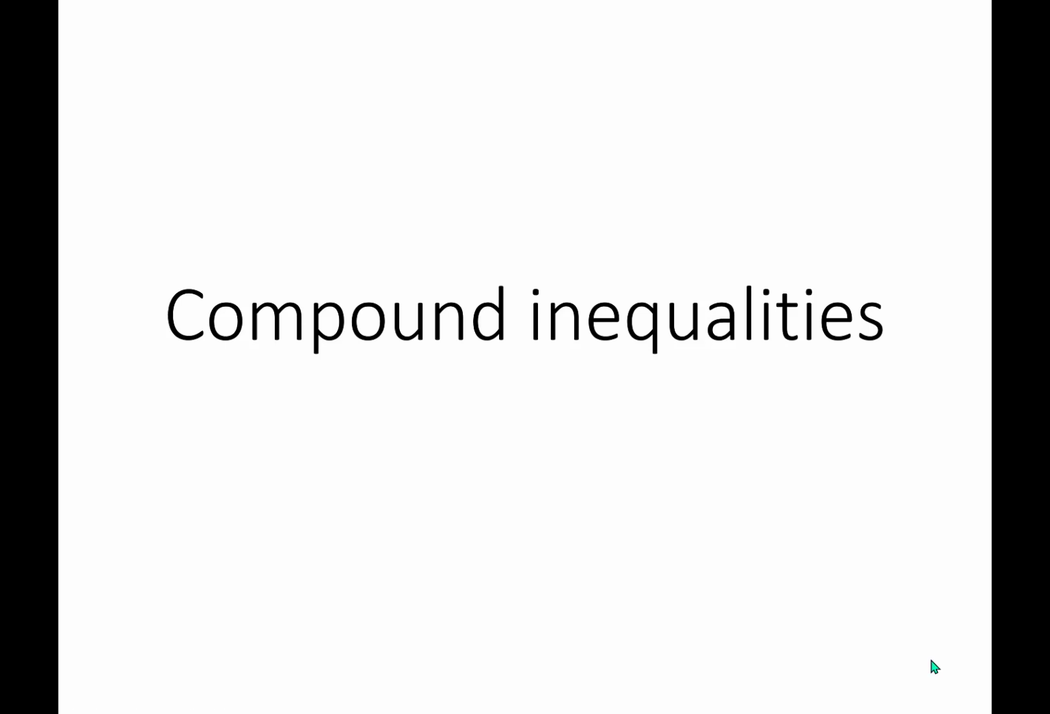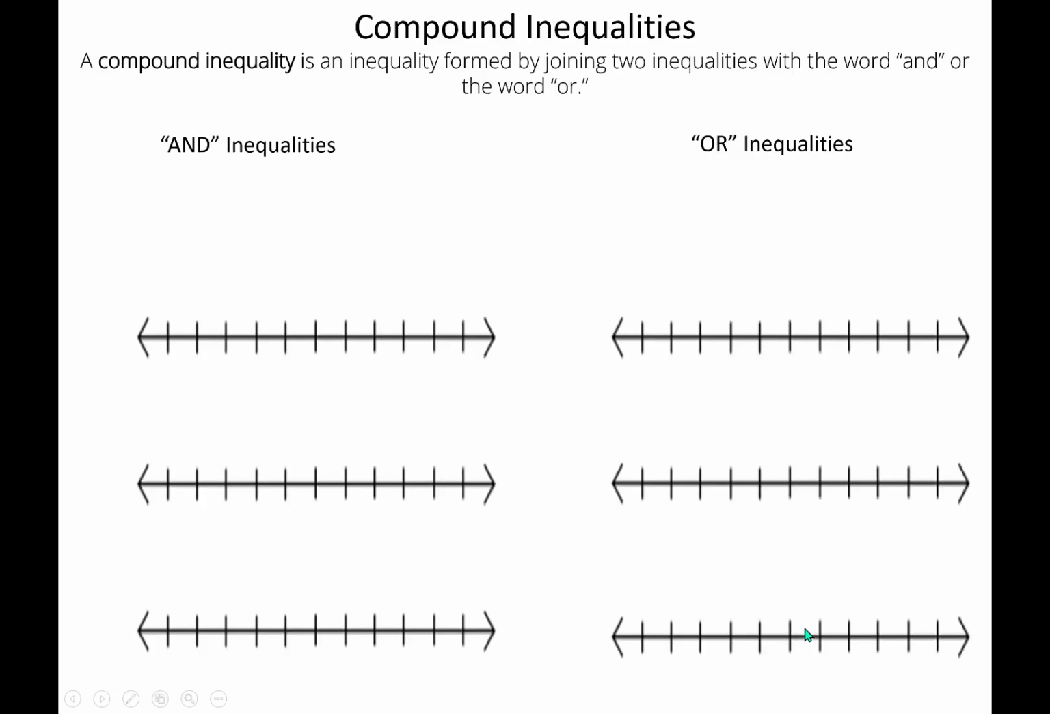All right, we're going to talk about compound inequalities. And first off, what is a compound inequality? A compound inequality is an inequality that is formed by joining two inequalities with the word "and" or "or".